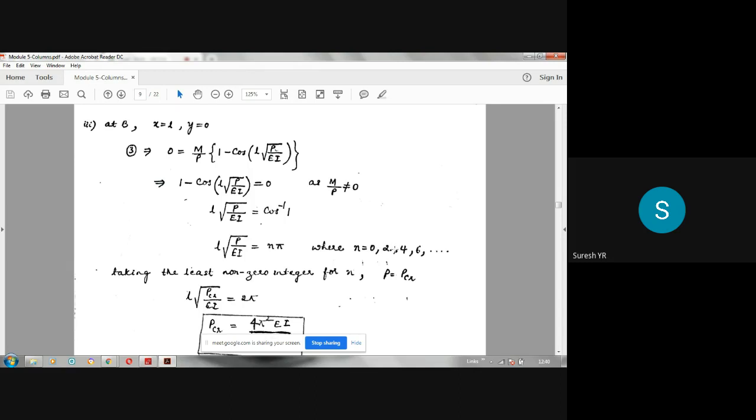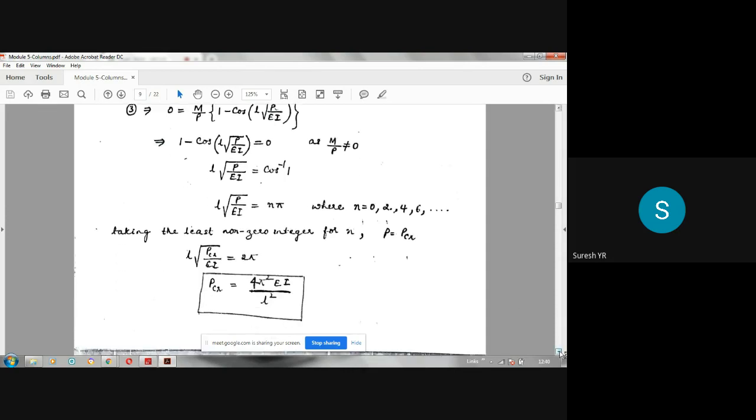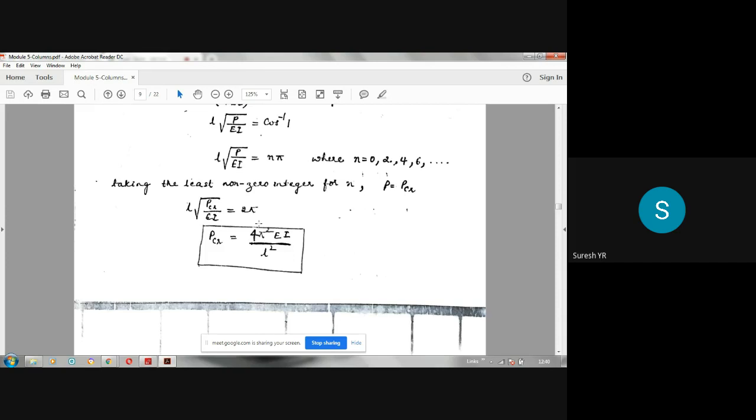So if you take the least non-zero integer for n, if you put n is equal to 2, P becomes PCR here. Now substitute in this: L into root of PCR by EI is equal to 2 pi, n is equal to 2. If you simplify this, you are going to get PCR is equal to 4 pi square EI by L square. See the difference. In the first case, both ends hinged, it was pi square EI by L square. In the second case, one end fixed and another end free, it was pi square EI by 4L square. In the denominator 4 was there. In the third case, when both the ends are fixed, you are getting 4 pi square EI by L square.